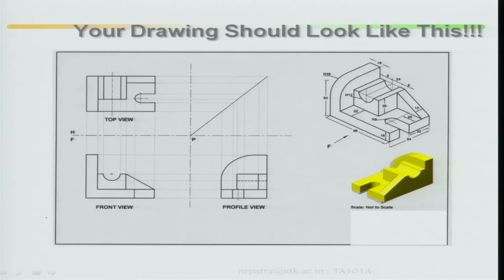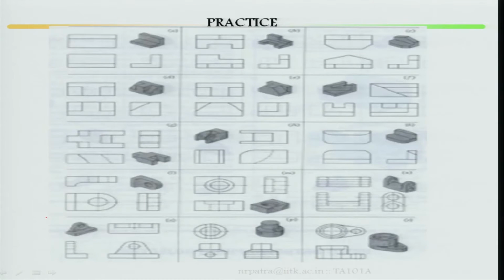How your drawing should look. If you look here, this is the object given, this is your front face, and this is your A3 size drawing sheet. In the drawing sheet there is a title block, where you have to write, as explained in the first class, name, roll number, title and subject. And this is your top view, front view, and this is your profile view, how it looks. Just for example I am showing.